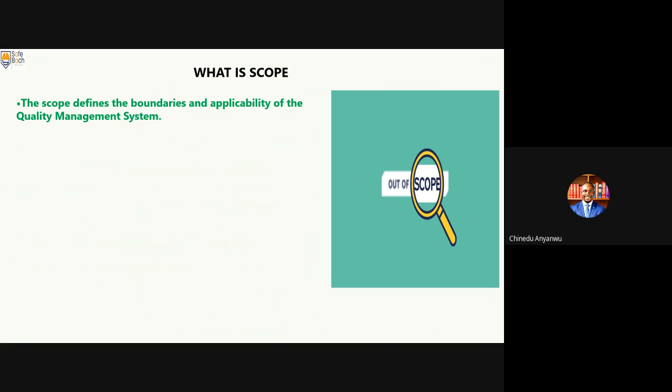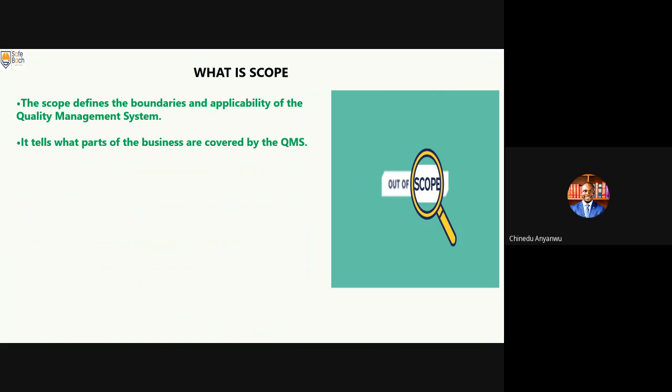Now, the question is, what is scope? Just like the standard says, scope defines the boundaries and applicability of the quality management system of an organization. What does this organization do? What activities do they cover? That is simply what the scope is. And it's on the basis of the scope of the quality management system that organizations are audited to see if they have met or have not met the requirements of the management system.